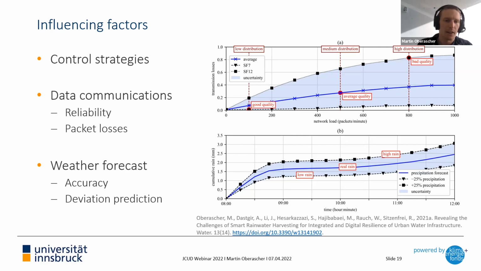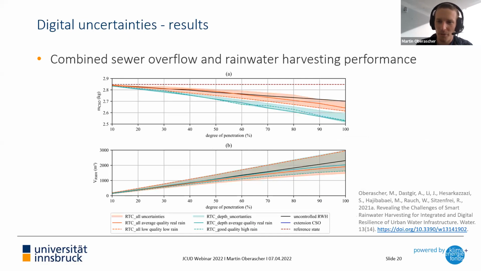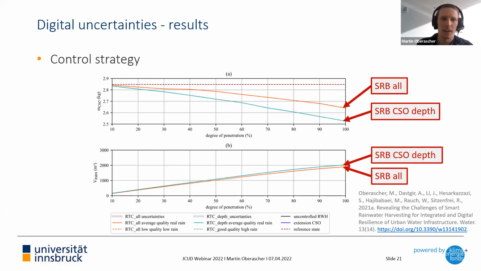And the second component is the quality of the weather forecasts. For the simulations, we increased and decreased the amount of precipitation by 25%. When combining the data communications and the weather forecasts with the control strategies, the integrated system performance gets much more complex, and I just want to highlight the main findings of this work in this presentation. So at the top, there is the performance of the CSO structure, and below we have the amount of rainwater harvesting.